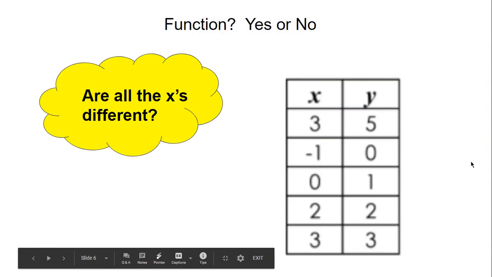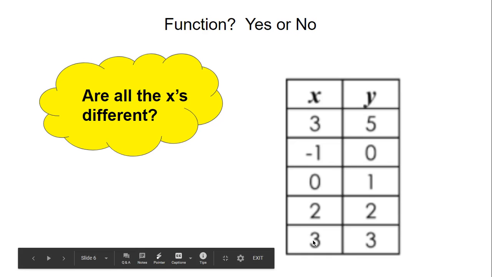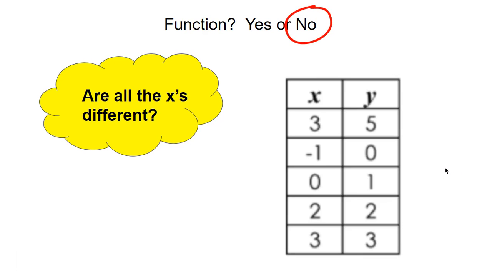You can tell if a table is a function, yes or no. You ask yourself, are all the x's different? Let's take a look at the x's in this chart or table. 3, -1, 0, 2, 3. The 3 repeats again, so this is not a function.